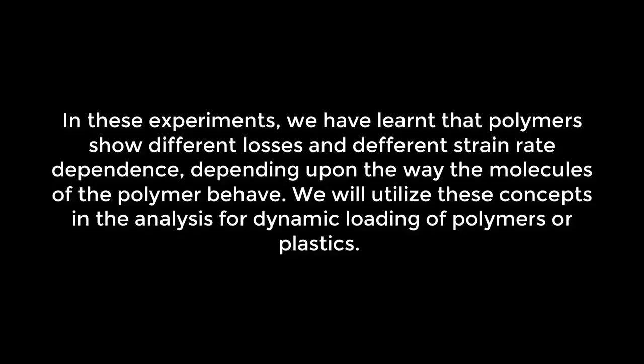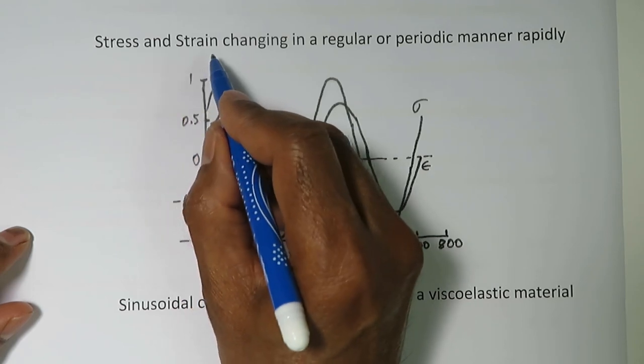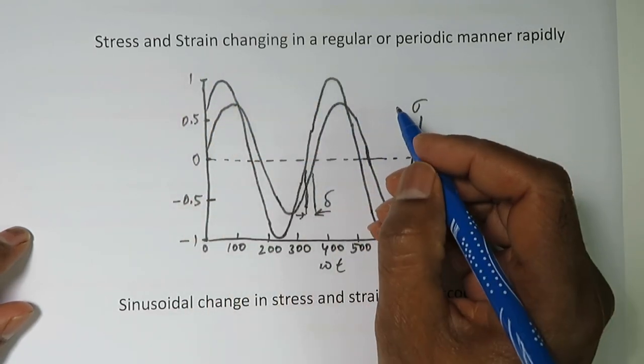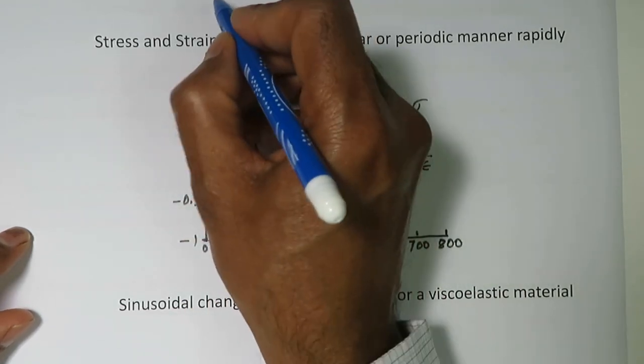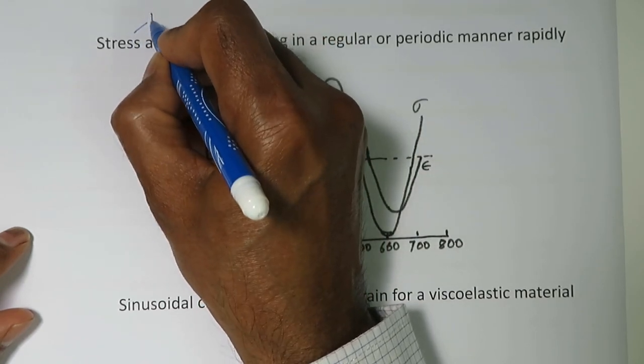In these experiments, we have learned that polymers show different losses and different strain rate dependence, depending upon the way the molecules of the polymer behave. We will utilize these concepts in the analysis for dynamic loading of polymers or plastics. Now, in most of the stress-strain applications we have conducted so far, we find that the stress is applied rather slowly.